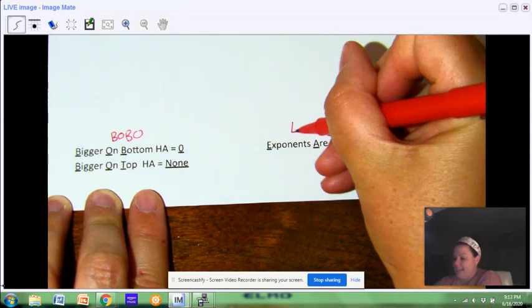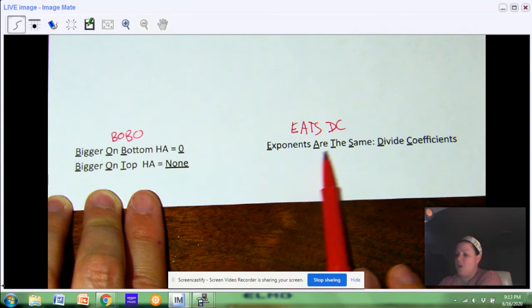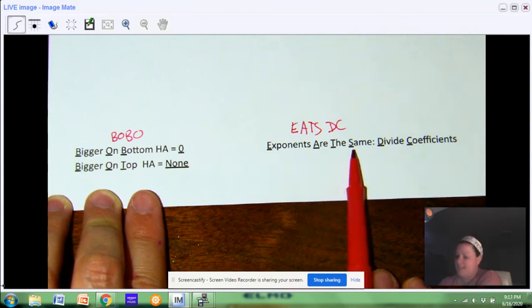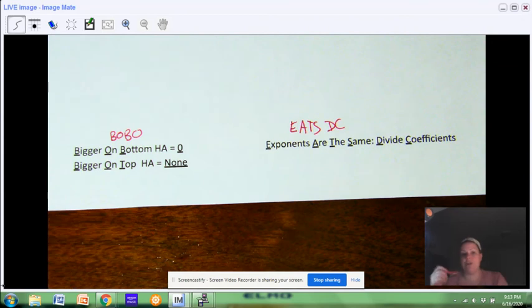For EATS DC, it means that if your exponents are the same, hence EATS, you're going to divide the coefficients. So look for those leading terms, look for your degrees that match up, and divide those coefficients with each other, and that's going to give you what the horizontal asymptote will be, again, on both sides.